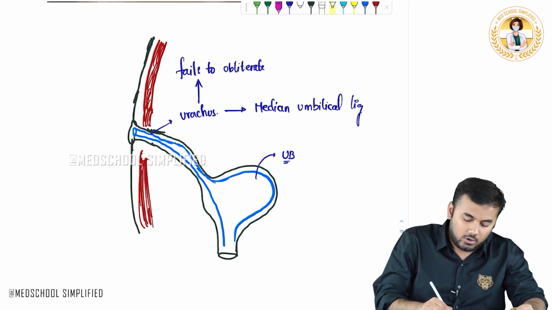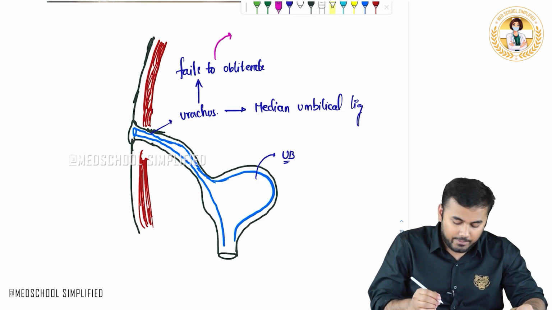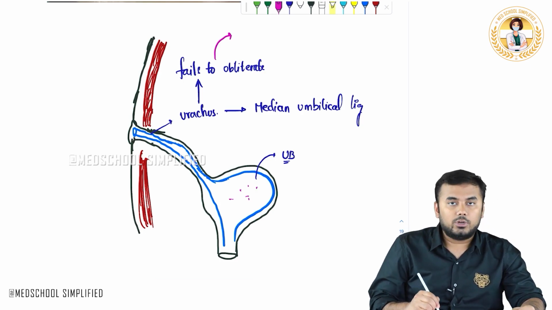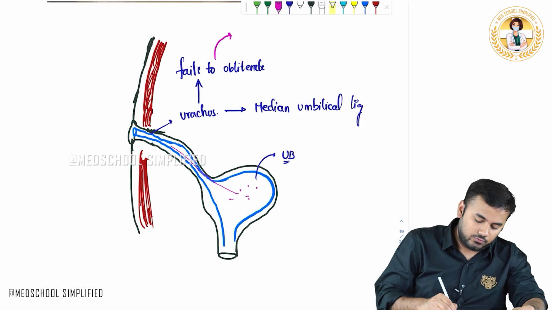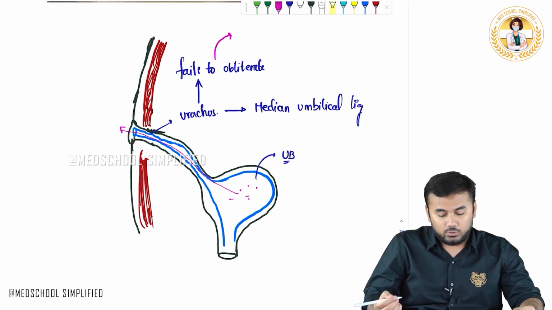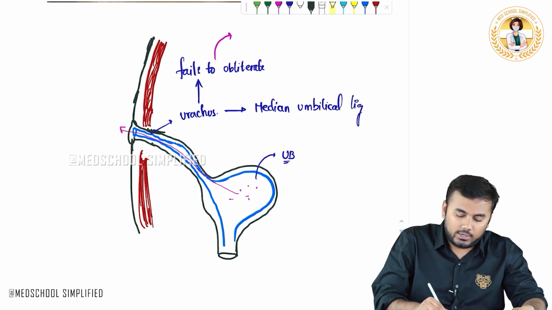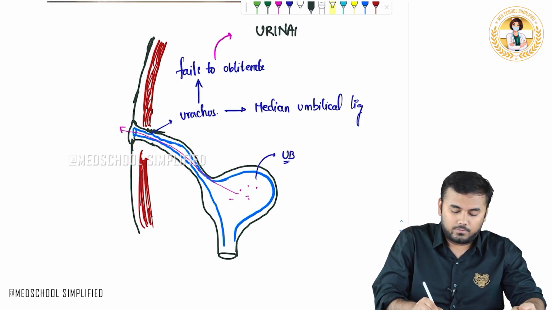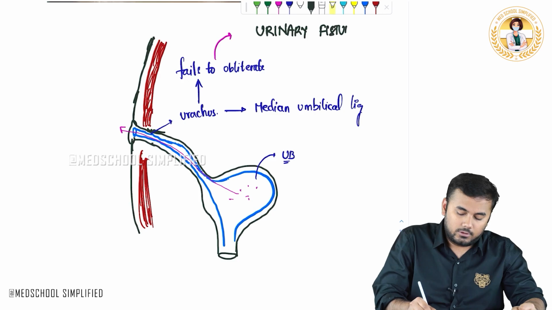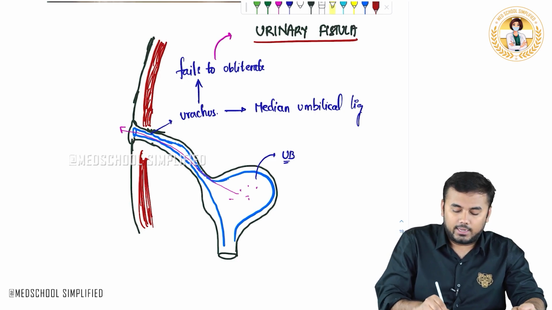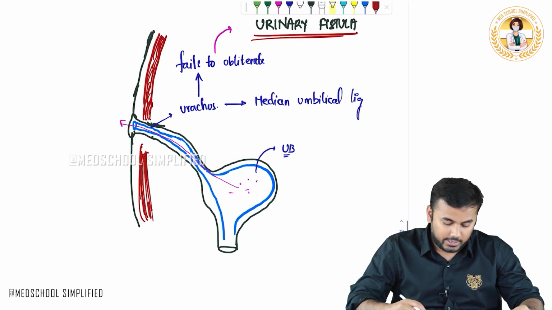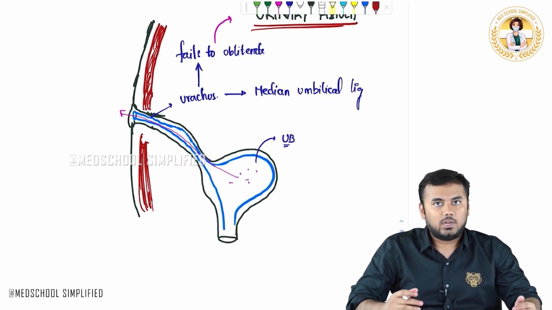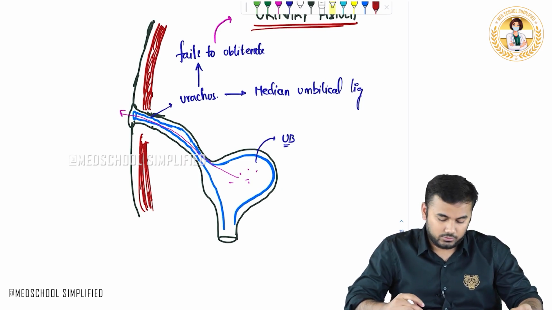For example, if the urachus fails to obliterate, what will happen, guys? What will happen is that whatever urine is in the urinary bladder, the urine starts flowing out, right? The urine starts flowing out, and this condition you call what fistula this time? Urinary fistula. This kind of fistula you call a urinary fistula, right? So I don't have a picture of a urinary fistula, but this is how the urinary fistula looks, right?